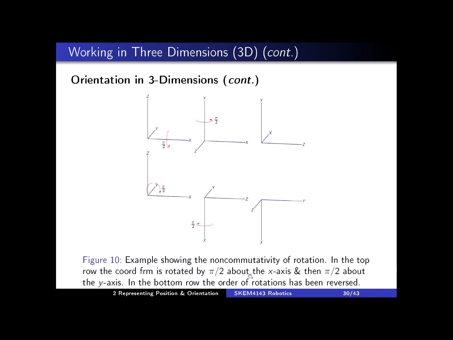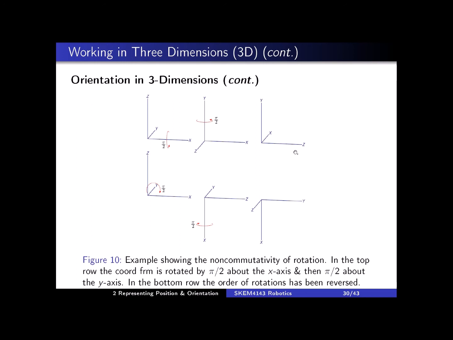Figure 10. So let's see two scenarios here. Here first we rotate positive 90 about X. We end up positive 90, that means Y goes up here, right? We end up here, and then next in sequence we rotate 90 degrees about Y, so Z goes here, right? So we end up with this coordinate frame.